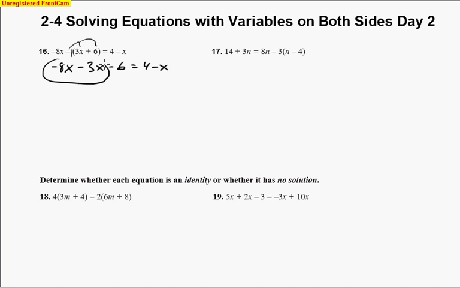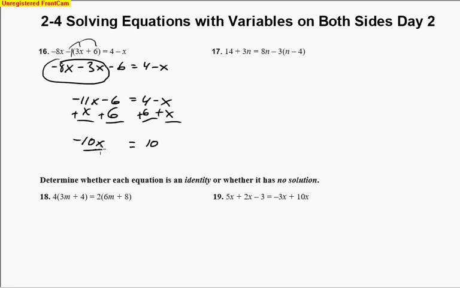So I'll collect the like terms on the left-hand side. With the same sign, I end up adding the two numbers, and I end up with -11x minus 6 equals 4 minus x. So I'm going to go ahead and add the 6 to both sides. At the same time, I'll add x to both sides as well, and that gets the x's on one side of the equal sign, the left side, and my constant on the right side. And so when I divide by -10, I end up getting an answer of x equals -1.